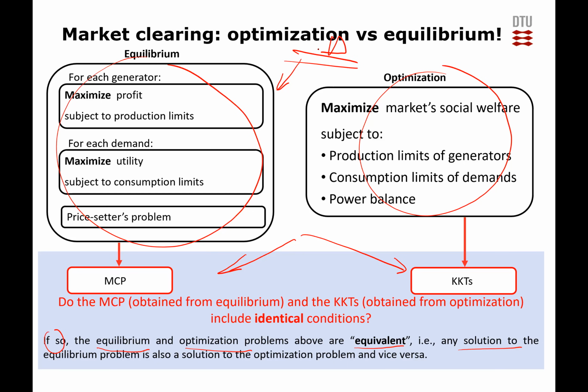You have equilibrium problem 1 and equilibrium problem 2. Are they equivalent? Derive KKTs, check. If the KKTs are identical, then those two problems are equivalent. Or you have one optimization problem and one equilibrium problem. Are they equivalent? Again, we check their KKTs. If the KKTs are identical, the original problems are equivalent.